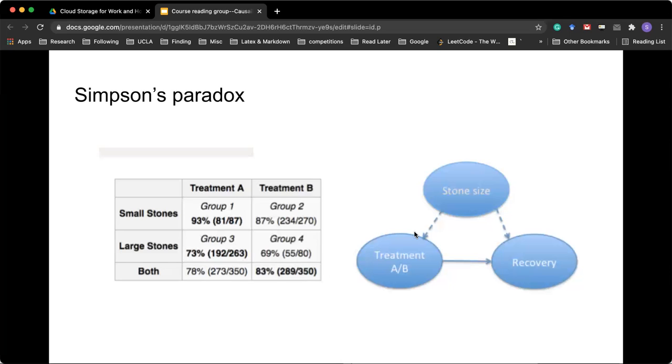The reason is that we only observe the treatment plan and the recovery. We don't consider other factors. But actually there is another factor, the stone size, that can affect both the treatment plan choice and the recovery. If we draw it as a directed graph, where each edge means a causal relation between two variables, the treatment plan and the recovery are observed. But in the first case we don't consider the stone size, so it can be considered unobserved, hidden. In that case, we get the wrong conclusion that treatment B is better.